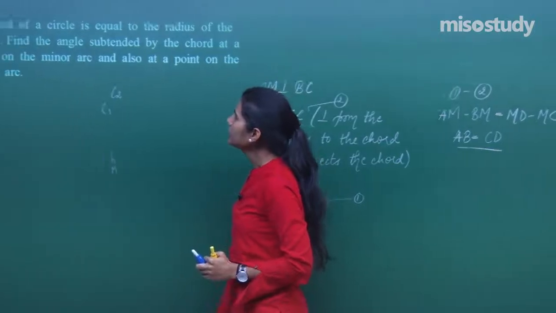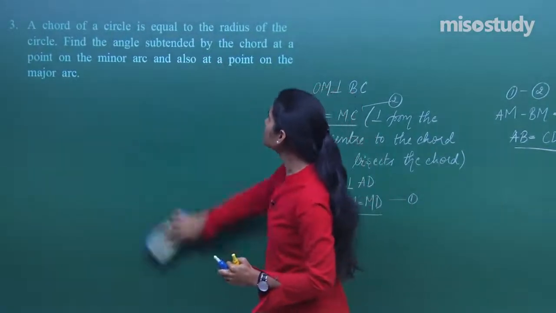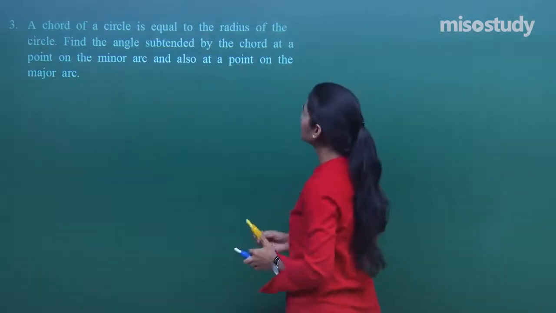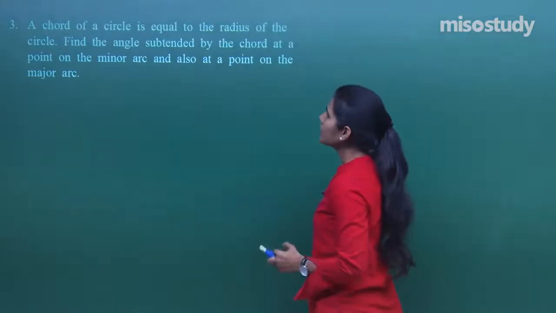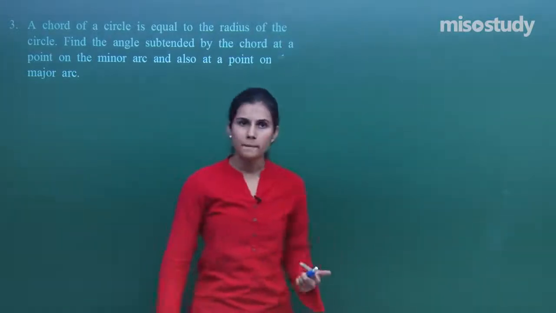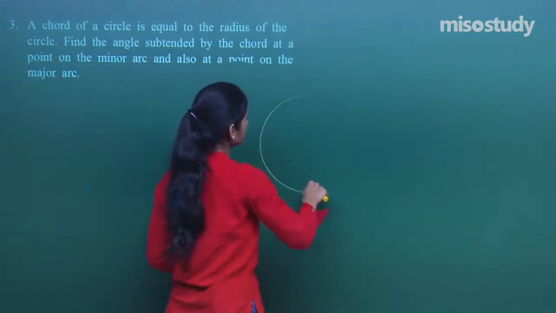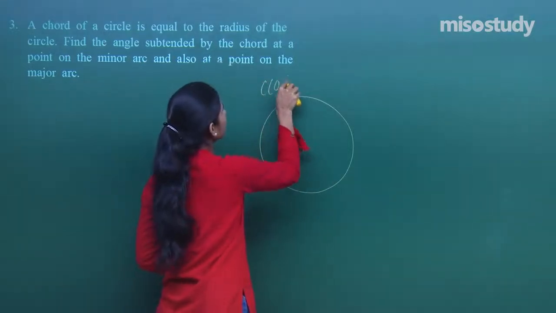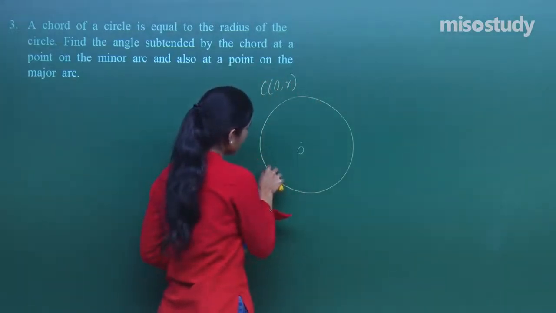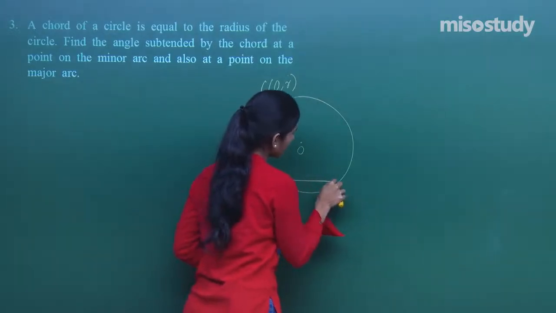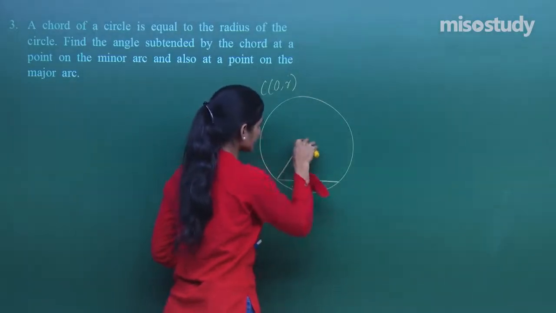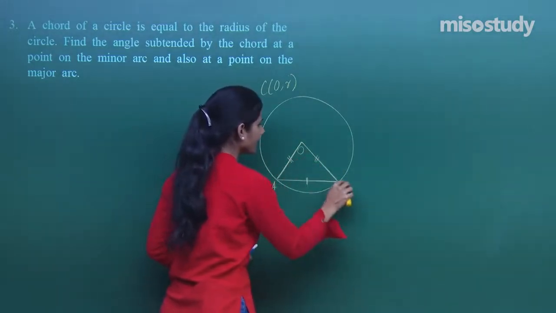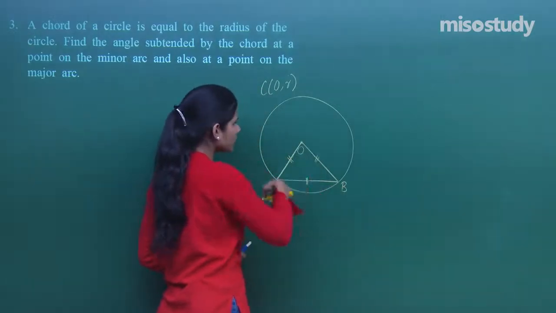Next question says that a chord of a circle is equal to the radius of the circle. So there is a chord whose length is exactly equal to the radius of the circle. Find the angle subtended by that chord at the point on the minor arc and also on the major arc. So say this is the circle, this is the center, circle with center O, radius R, and there is a chord whose length is equal to the radius. Fine, so this is same as this is same as this. This is my chord AB whose length is equal to the radius which is OA or OB.